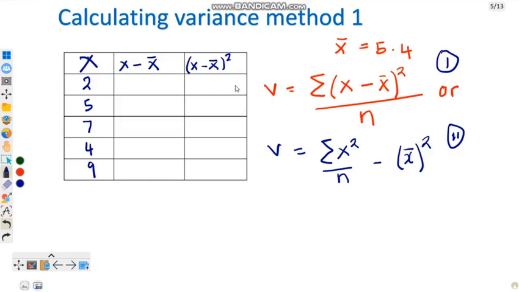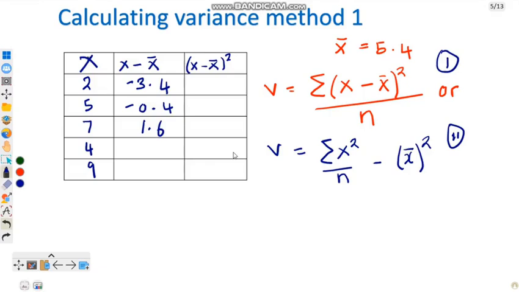Okay, because it's x minus the mean. So 2 minus 5.4 will give us negative 3.4. Then 5 minus 5.4, which is the mean, will give us negative 0.4. Then 7 minus 5.4 will give us 1.6.